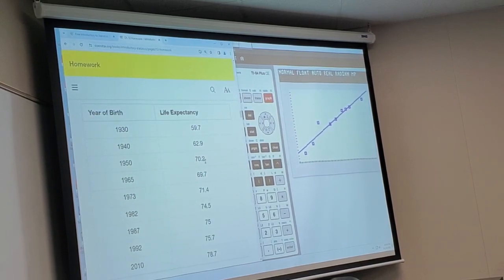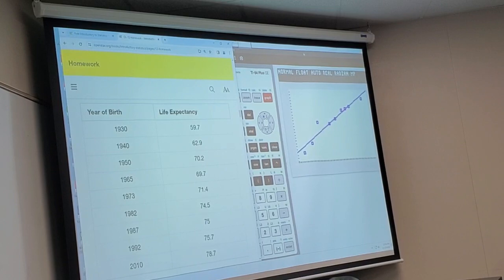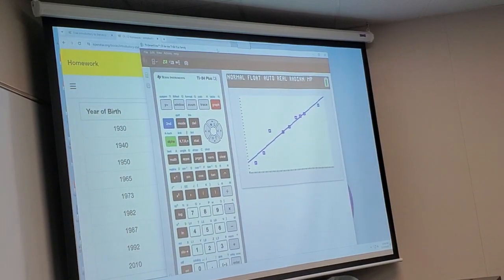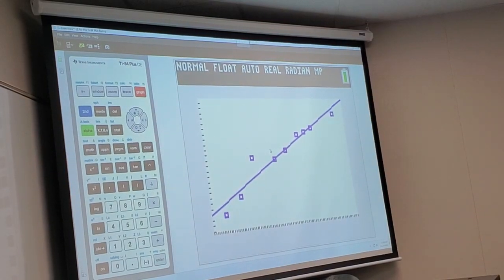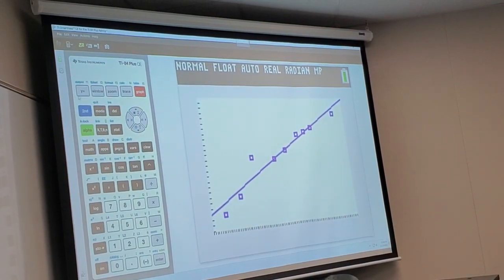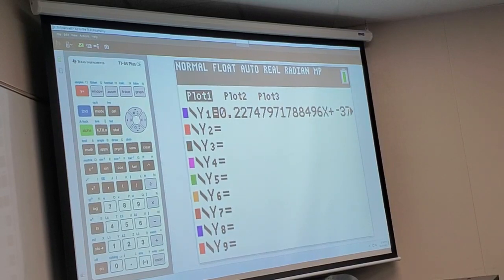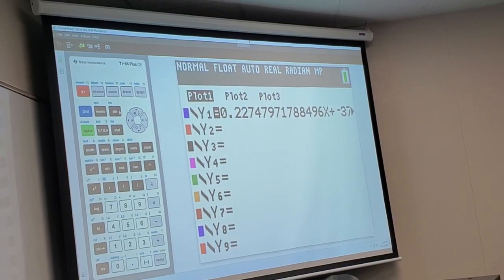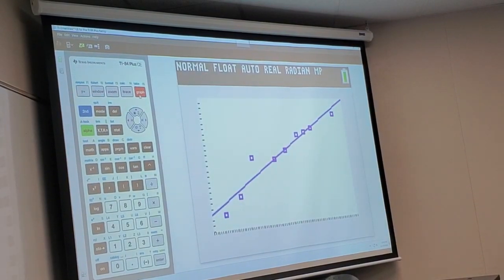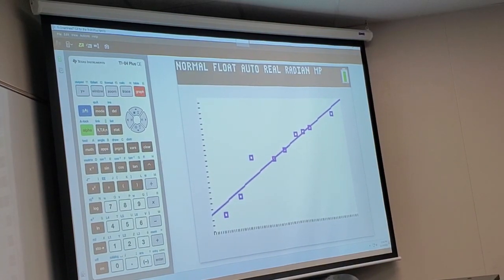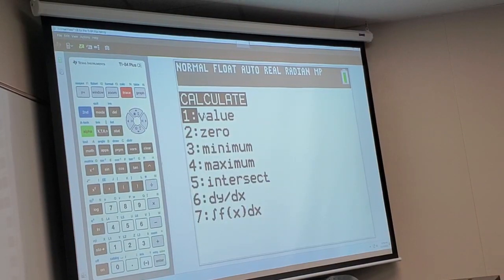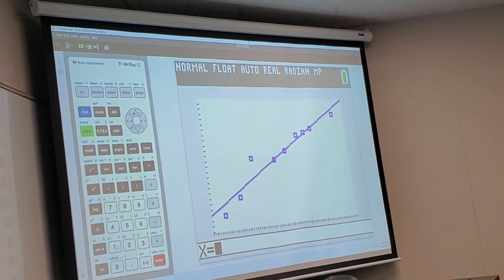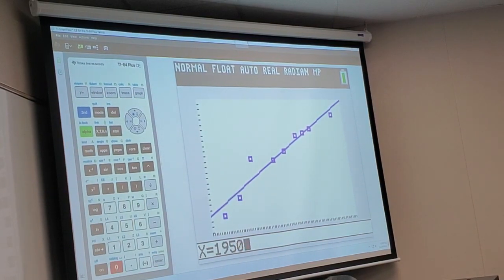So the actual life expectancy is 70. Does anyone remember how to use the calculator to figure out, for 1950, what would the output be? Either you could throw it into the equation we got. You can always do that. How do I make the calculator do it for me? Do you guys remember? I want to calculate something graphically, so I'm going to go to second trace to calculate. I want to calculate the value when the input is 1950.